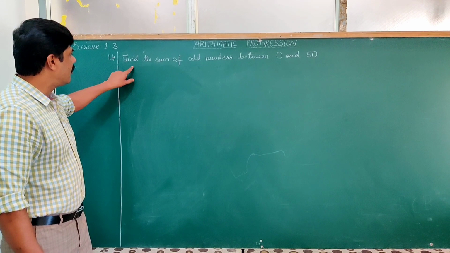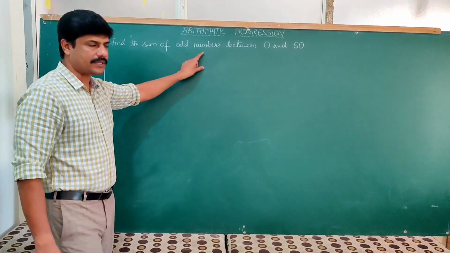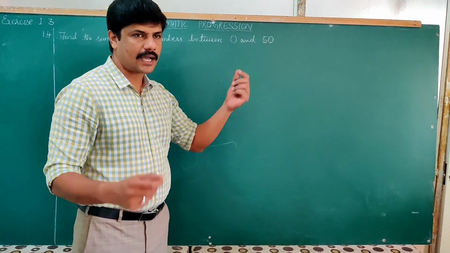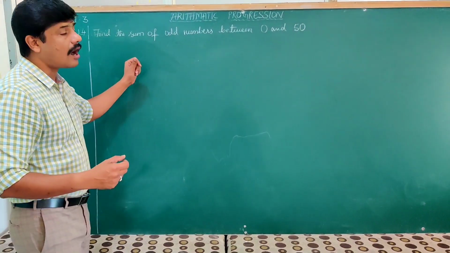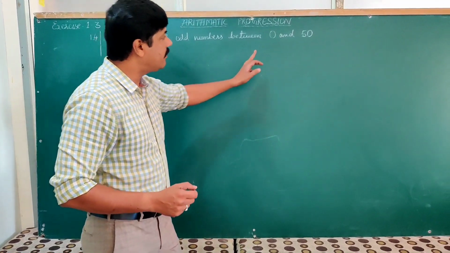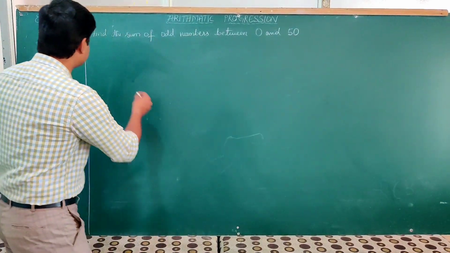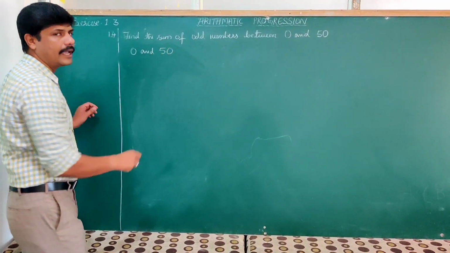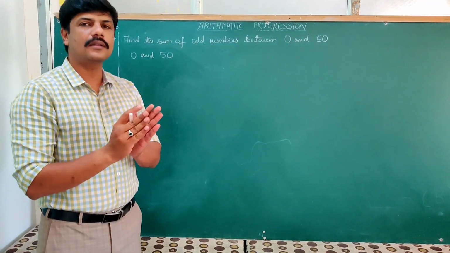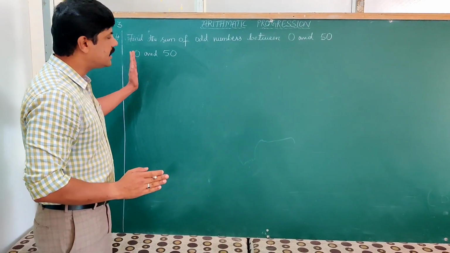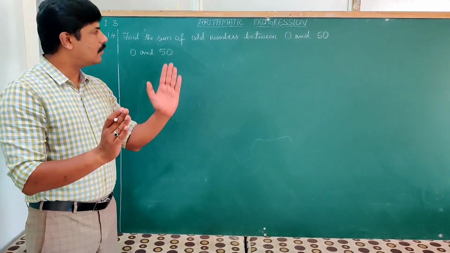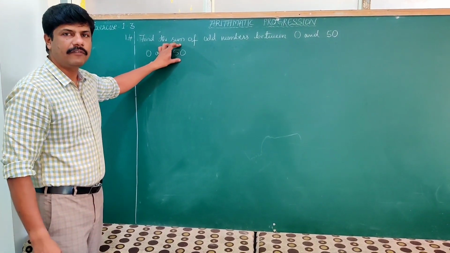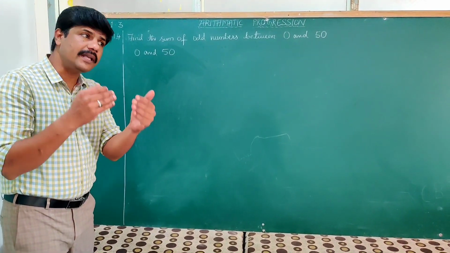14th problem, children. Find the sum of odd numbers between 0 and 50. What is asked? Find the sum of odd numbers between 0 and 50. Okay. First we will see what numbers lie between 0 and 50. The word between has come, so we should not consider 0 and 50. What numbers lie between, that we will see.